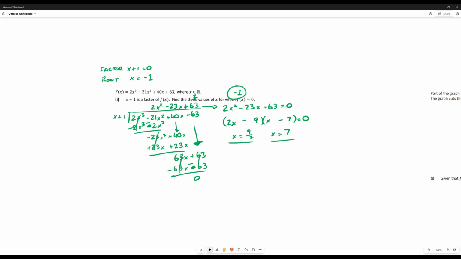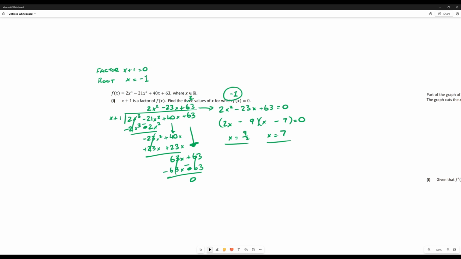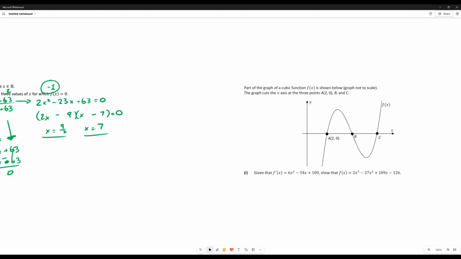So those three, the 9 over 2, the 7, and the minus 1, are your three values of x for which f(x) is equal to 0. You could check your answers by just literally subbing them into the original cubic and just seeing if you get the answer correct. I probably should have said at the start that if you wanted to try that yourself, just pause it, but I'm hoping you're all big boys and girls now. You'll figure that out for yourself.